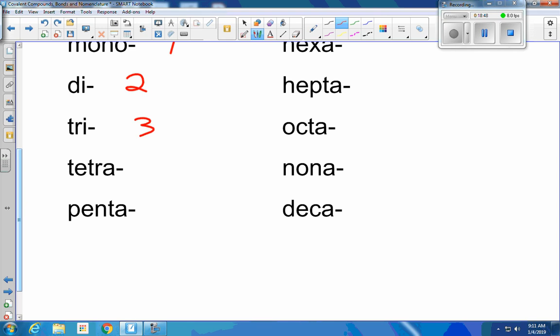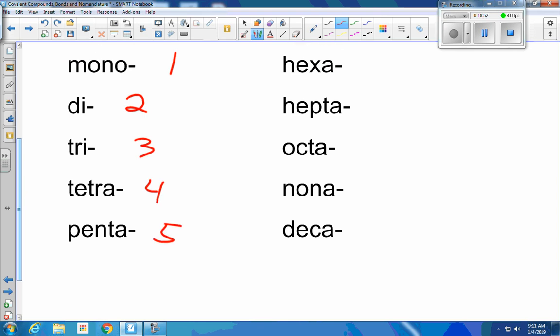3, 4, penta is 5, hexa 6, hepta is 7, octa is 8, nona is 9, and deca is 10.